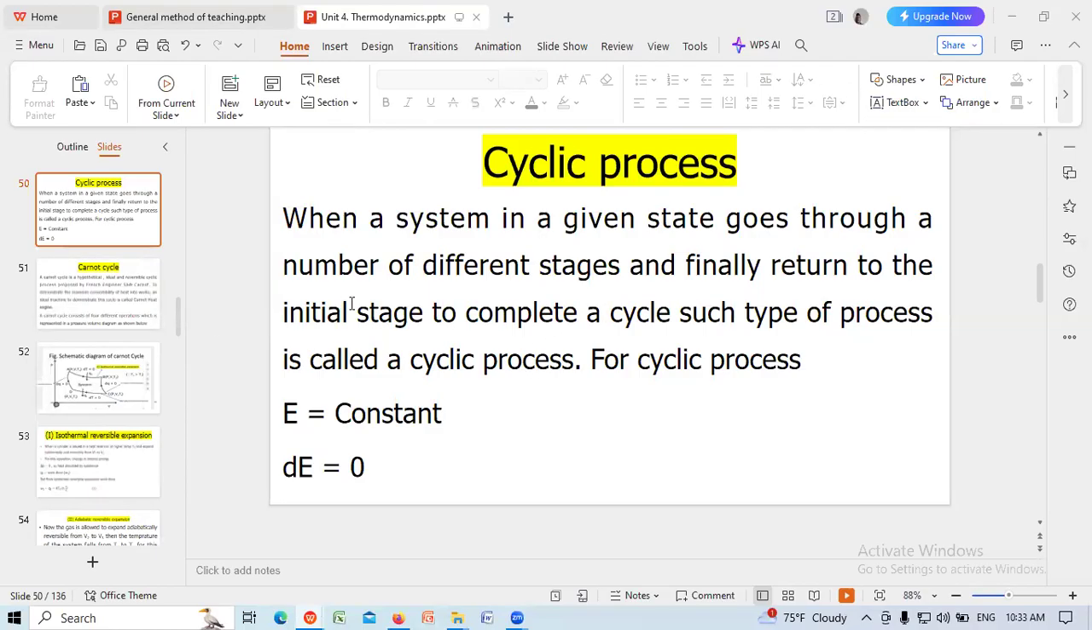Good morning. I am discussing the Carnot cycle. First of all, the cyclic process. When a system in a given state goes through a number of different states and finally returns to the initial state to complete a cycle, such a process is called a cyclic process. For a cyclic process, energy is constant. That's why change in energy, delta E, equals zero.